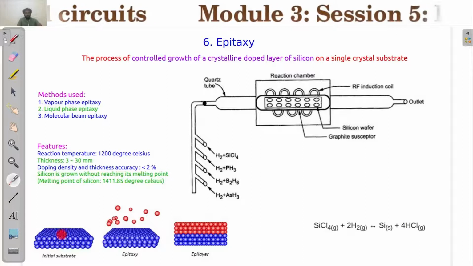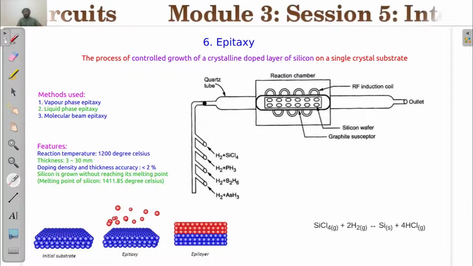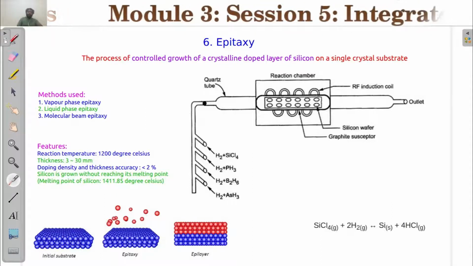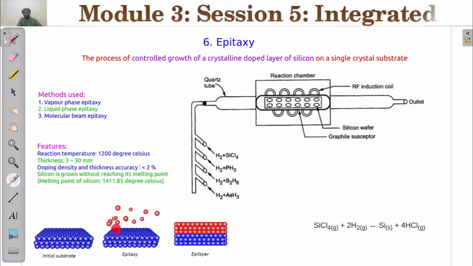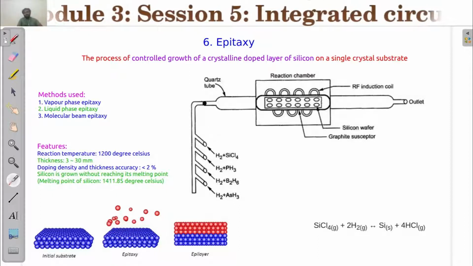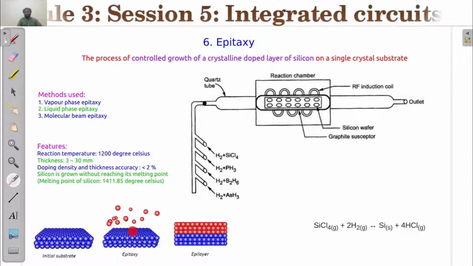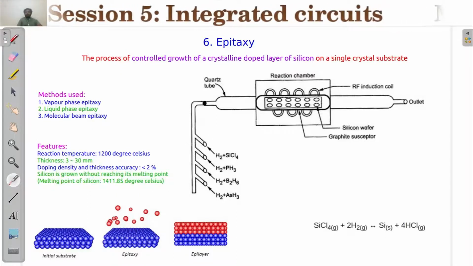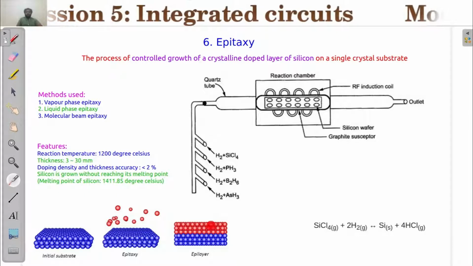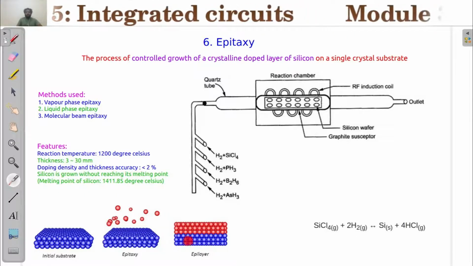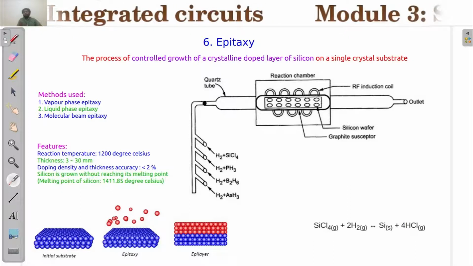And this is a pictorial representation of what is happening here. So you have the initial substrate where the gases come and react and deposit elemental silicon on top of it. And there can be small amounts of dopants also introduced. Those dopant atoms also get locked into the crystal structure, and you get a layer like this, an epitaxial layer on top of the substrate. So this is the process of epitaxy.